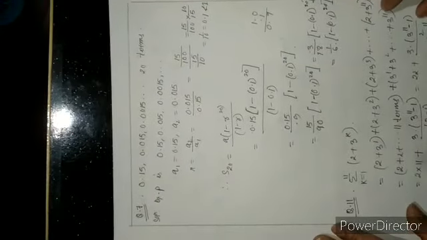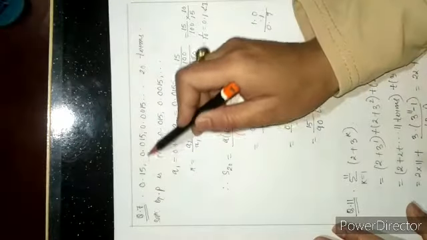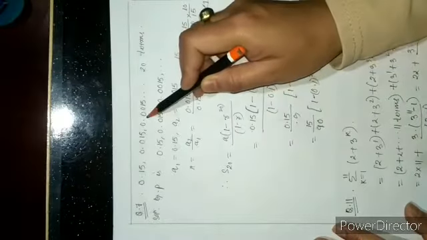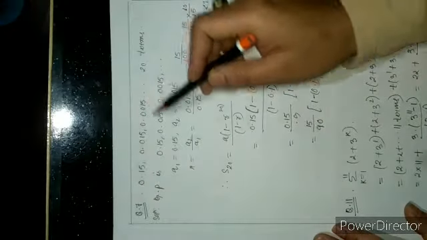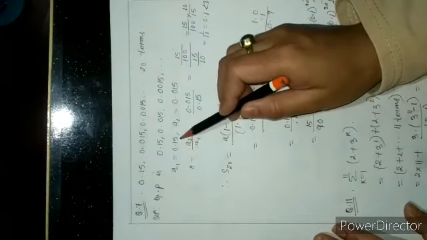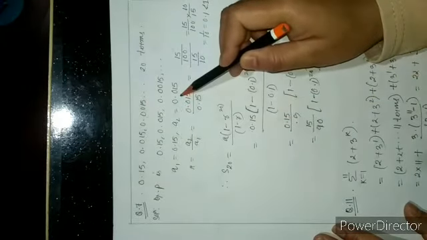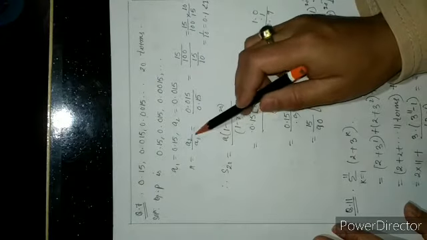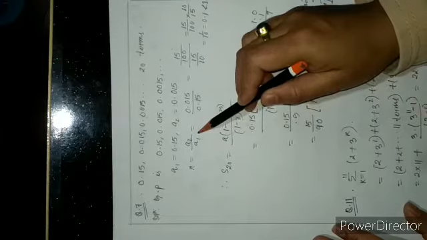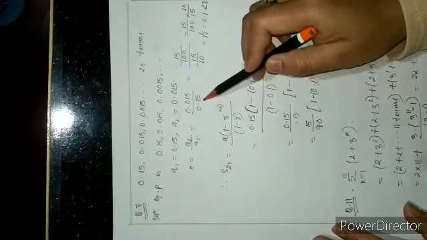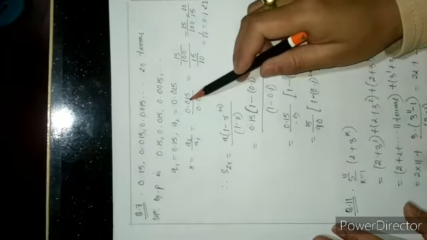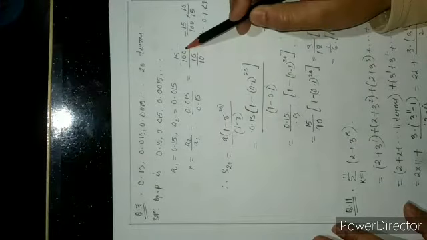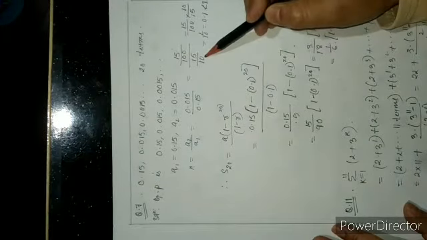First write the given geometric progression. The terms of the GP are 0.15, 0.015, 0.0015. The first term is 0.15, the second term is 0.015, and we find the common ratio r. The common ratio r is given by the second term divided by the first term, 0.015 divided by 0.15.